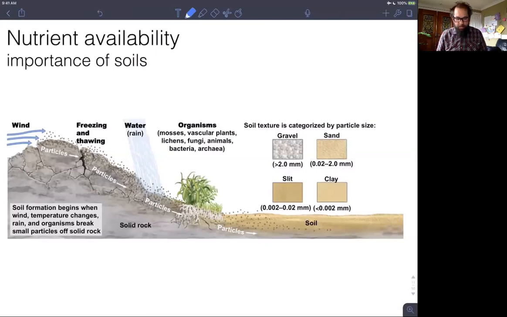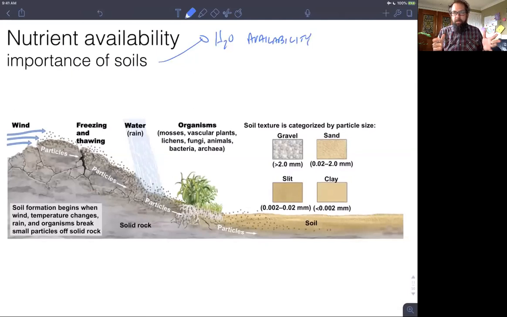That importance ranges from things like water availability in the soil. Since most of these micro and macronutrients are actually dissolved ions, they exist as ions dissolved in the water in the soil, water availability is a huge part of nutrient availability. And soil texture actually has a large impact on the availability of water.